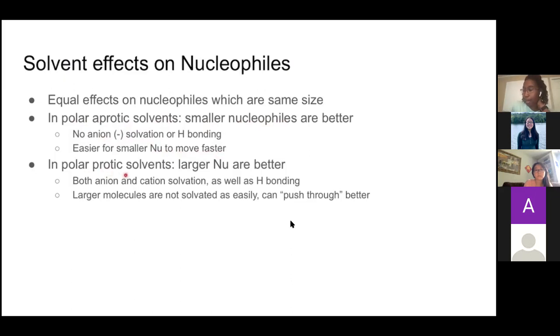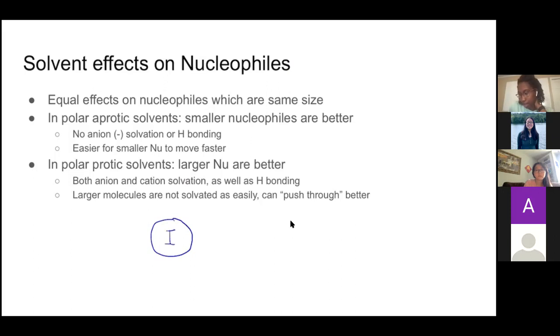In polar protic solvents, however, larger nucleophiles are better. And this is because there's both anion and cation solvation, as well as hydrogen bonding. So you're going to be able to have a lot more intermolecular interactions. And the larger your atom or molecule is, the easier it can kind of push through those different intermolecular interactions. So as an example, let's draw iodine.